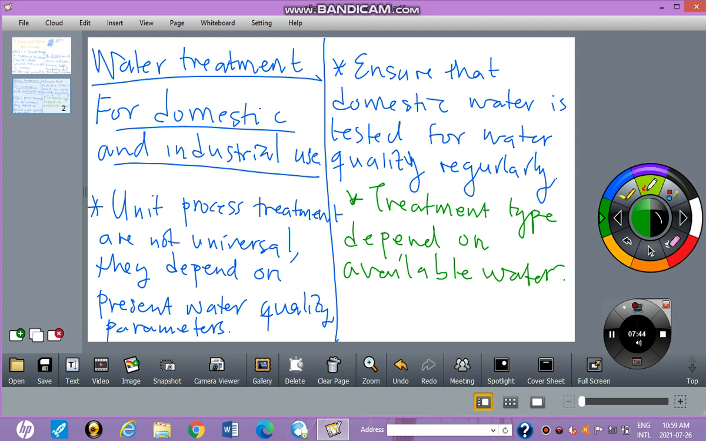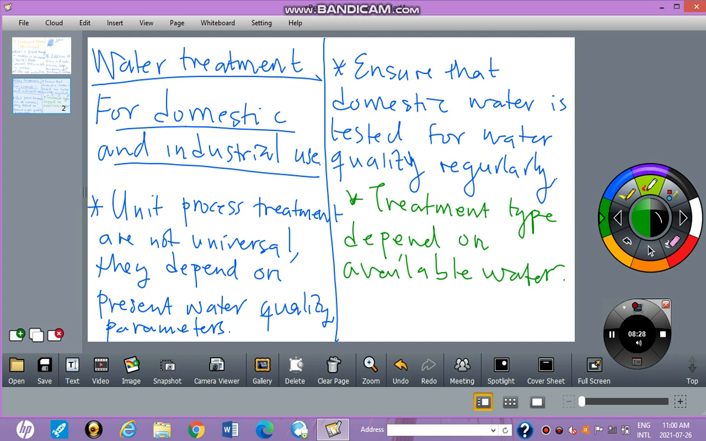Now on water treatment, remember we are saying that water comes from different sources, whether from the ocean, from underground, or from the river. So it depends on the water quality parameters that we have. What is indicating to us that this water is dirty? We have mentioned all the water quality parameters. Now we can say that we have what we refer to as unit process treatment. The unit process treatments are not universal.